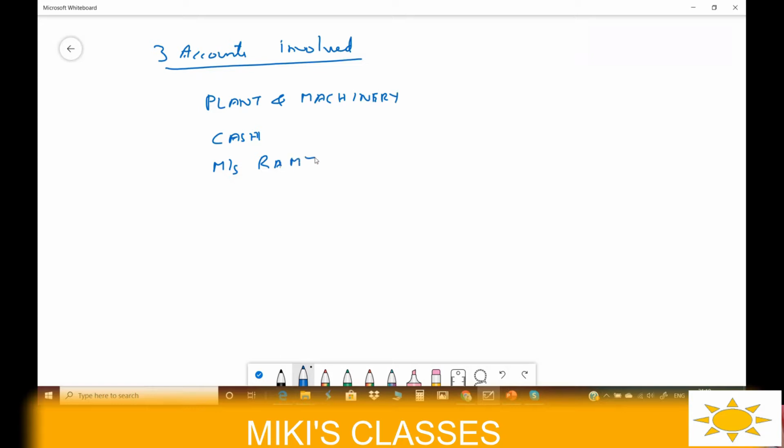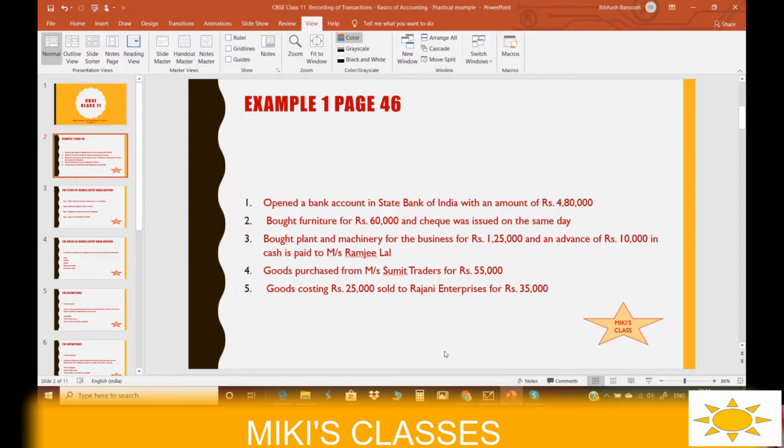Ramji Lal. These three are the accounts which are involved. Now we already know that cash is an asset. So we only have to check for plant and machinery and Ramji Lal. So let's check first for plant and machinery.